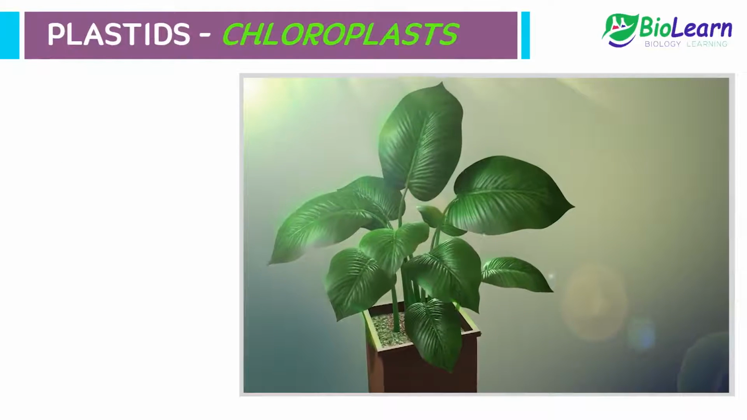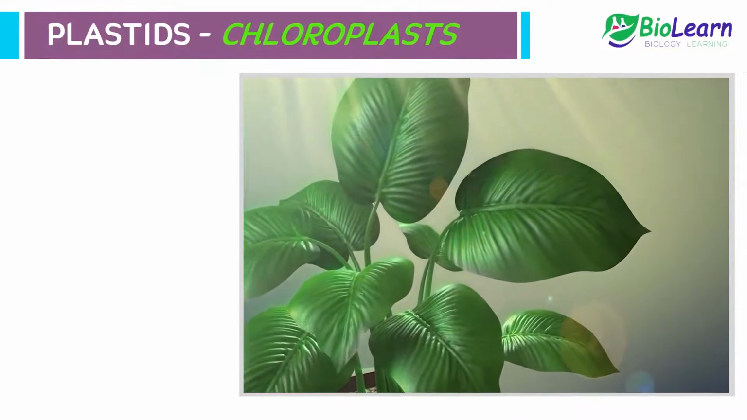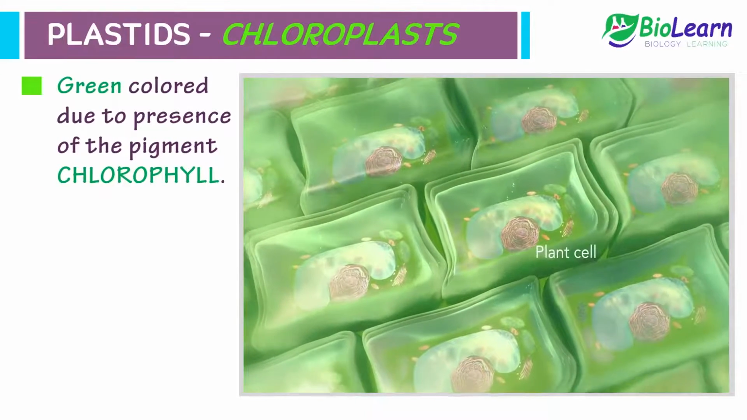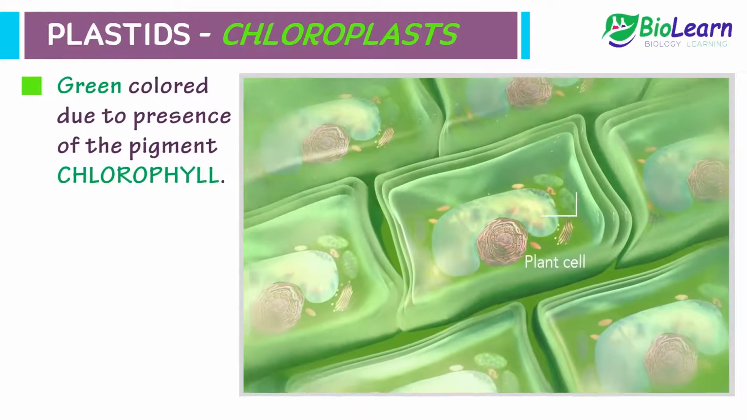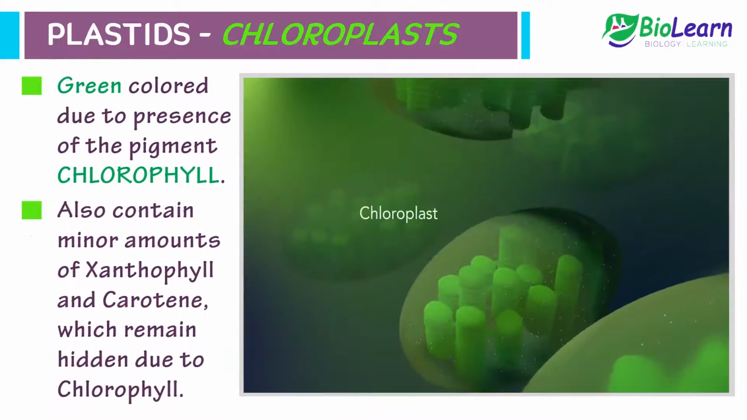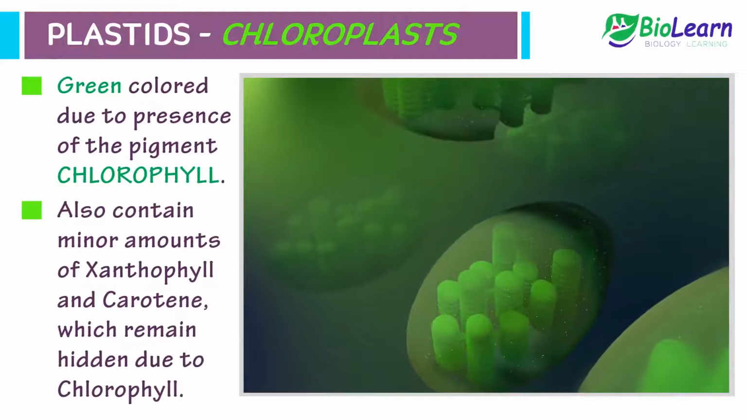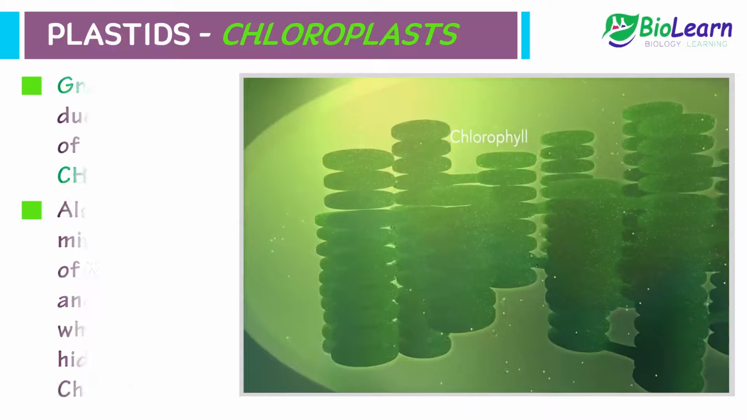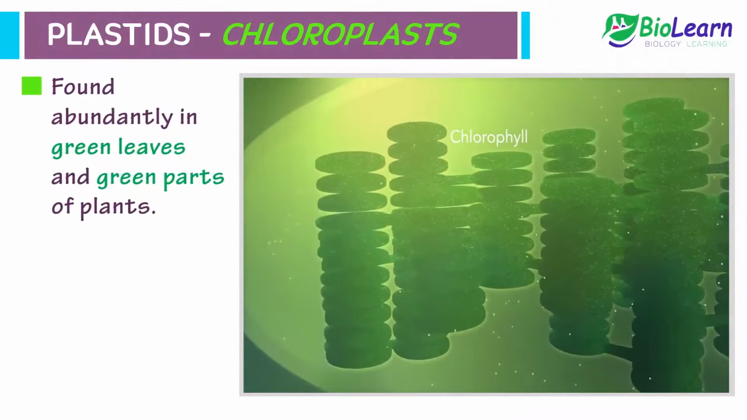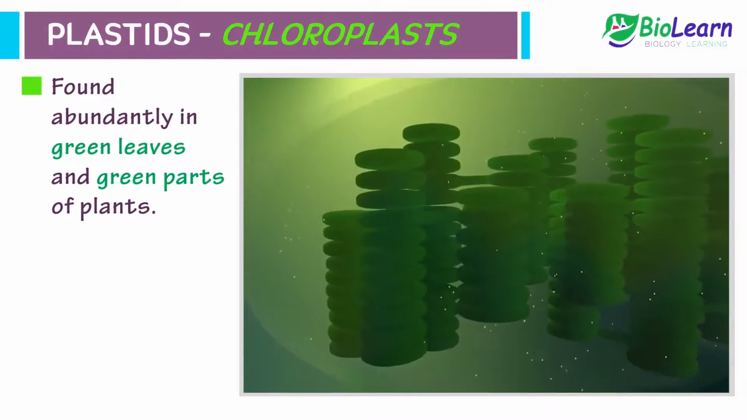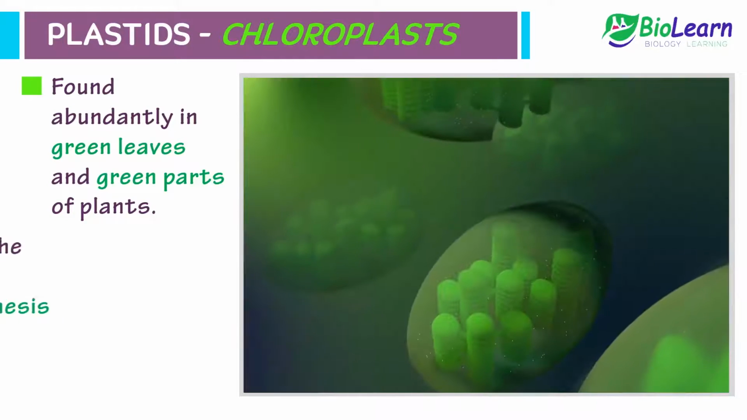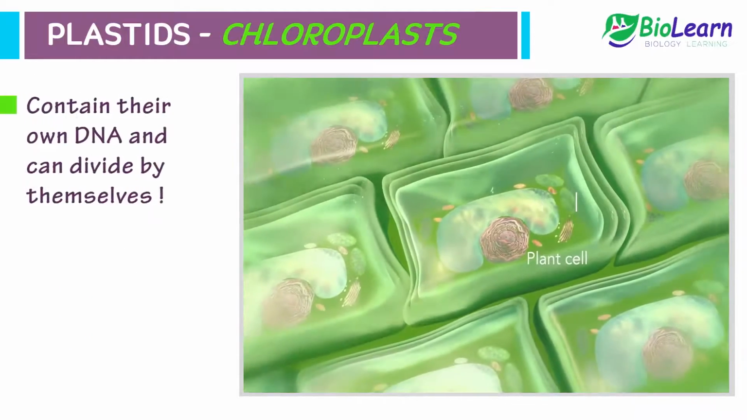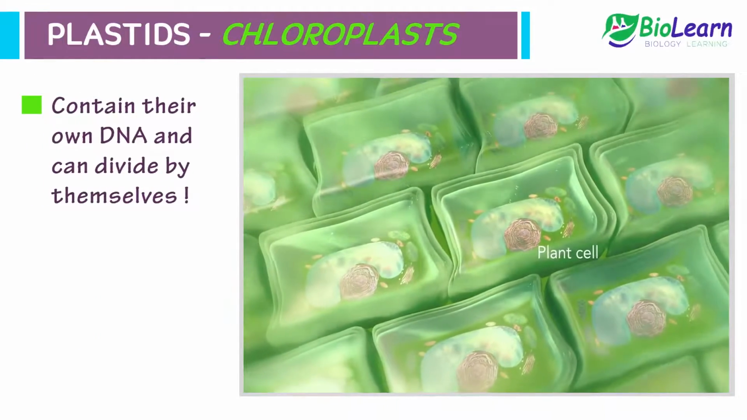The most prominent organelles in the category of plastids are chloroplasts. Chloroplasts are green-colored, which is due to the presence of a green pigment called chlorophyll. They also contain xanthophyll and carotene, but in minor amounts. These pigments remain hidden because of large quantity of chlorophyll. Chloroplasts are found abundantly in green leaves and in other green parts of the plant. They are necessary for carrying out photosynthesis. They also contain their own DNA and can divide on their own.